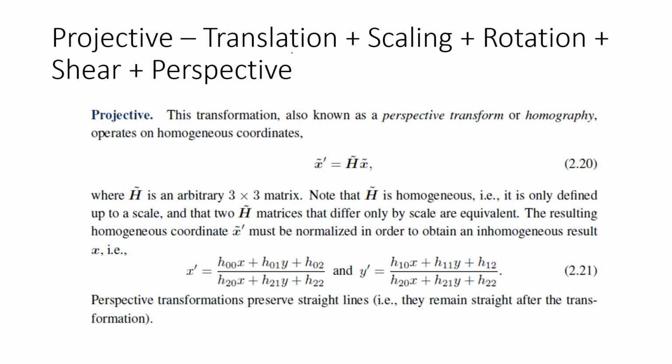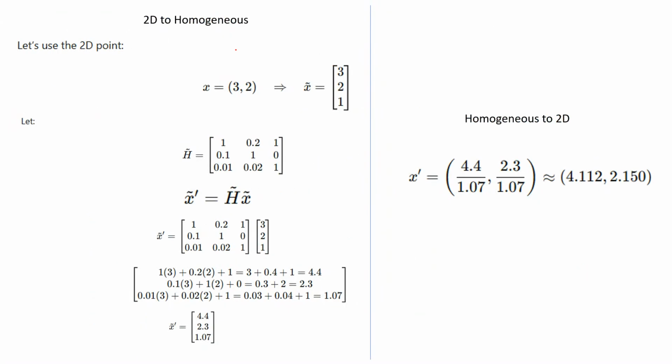Then the projective transformation, which is nothing but translation, scaling, rotation, shearing as well as perspective. So the matrix here is x bar dash equals H bar into x bar, where H is nothing but a homogeneous matrix. It is a 3 cross 3 matrix. Let us see an example directly.